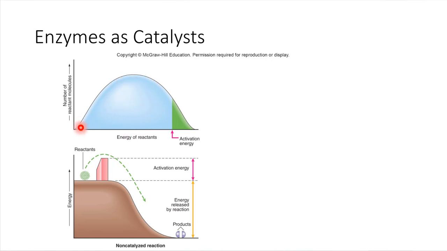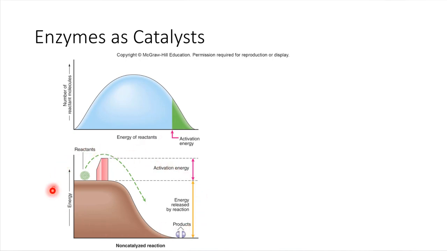Some of them will happen to be low in energy, and some of them will happen to be high in energy. The ones that are high in energy are the ones that are most likely to actually undergo the reaction that we're talking about. So there's a small portion of the molecules that have enough energy to overcome this barrier, the activation energy of the reaction. Let's switch down to this other graph.